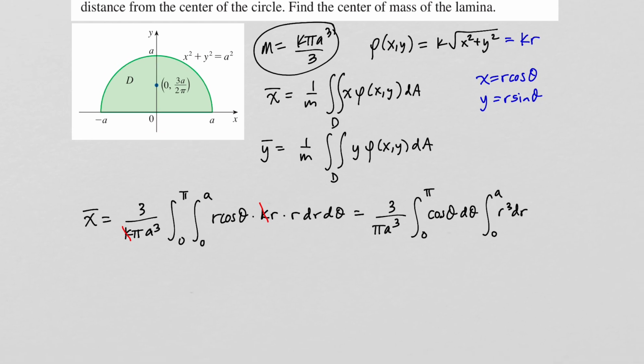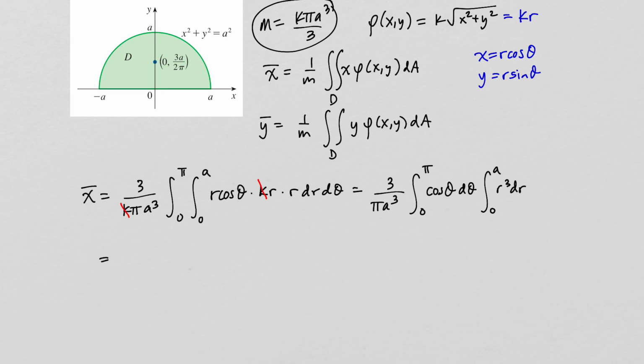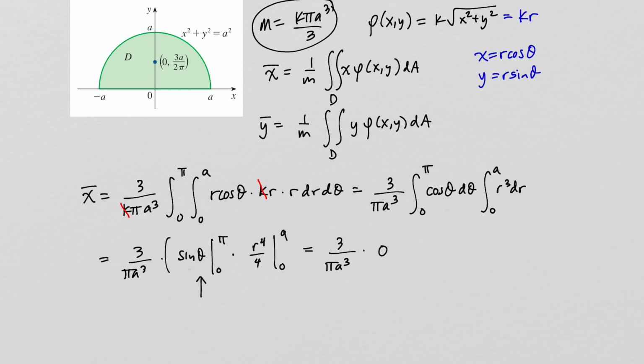And here is what that looks like. And then we just need to perform the integration here. So 3 divided by pi a cubed multiplied by sine of theta from 0 to pi, multiplied by r to the fourth over 4 from 0 to a. Evaluating these integrals, we're going to get 0 right here because sine of pi is 0 and sine of 0 is 0, right? So just fundamental theorem of calculus. And then applying it right here, we're going to get a to the fourth over 4. Doesn't really matter, though, because this whole thing is going to be 0.